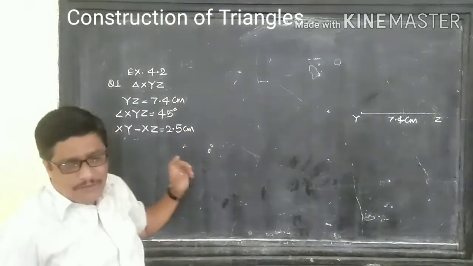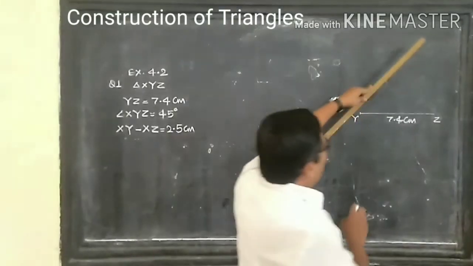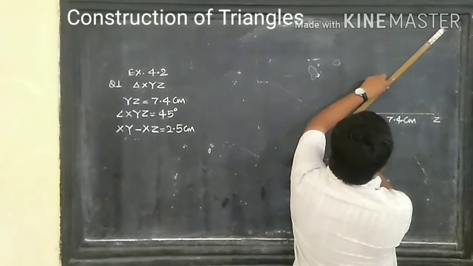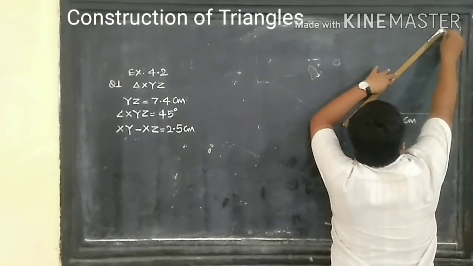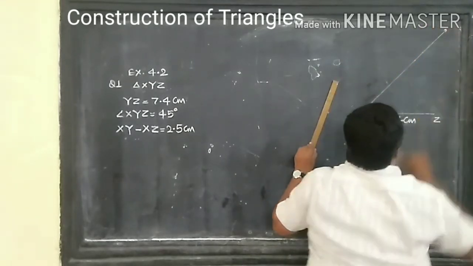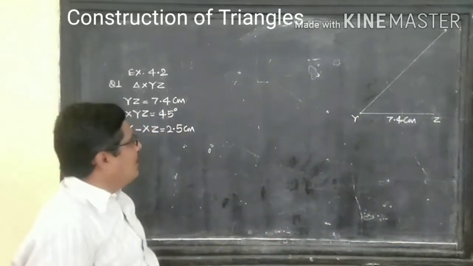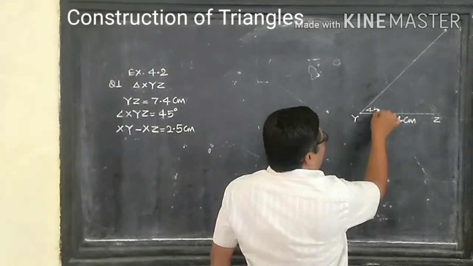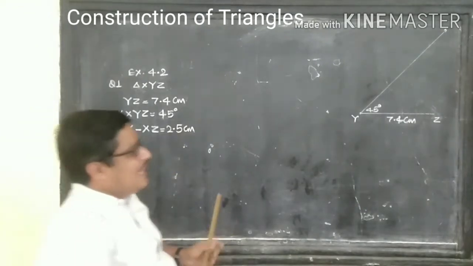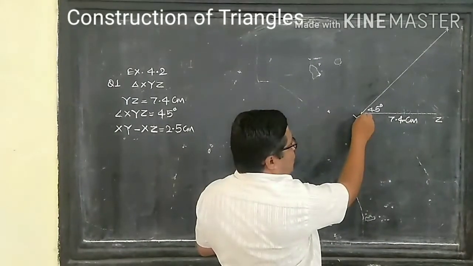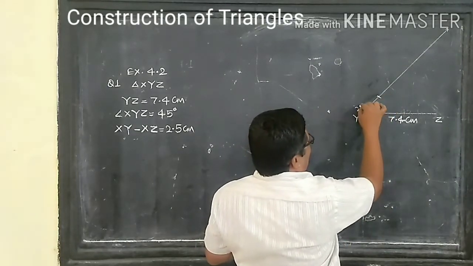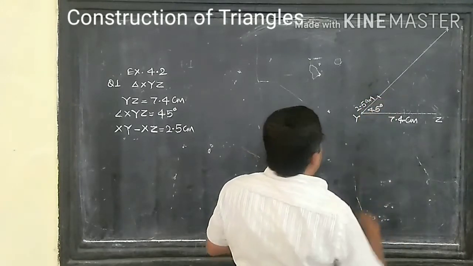So in this case, first we are going to draw an angle of measure 45 degrees. So this ray we have to draw of longer length. In this way we have to draw it. After drawing this angle of measure 45 degrees, the difference between the remaining two sides, 2.5, we have to take from point Y in this way. So this is 2.5 centimeter.